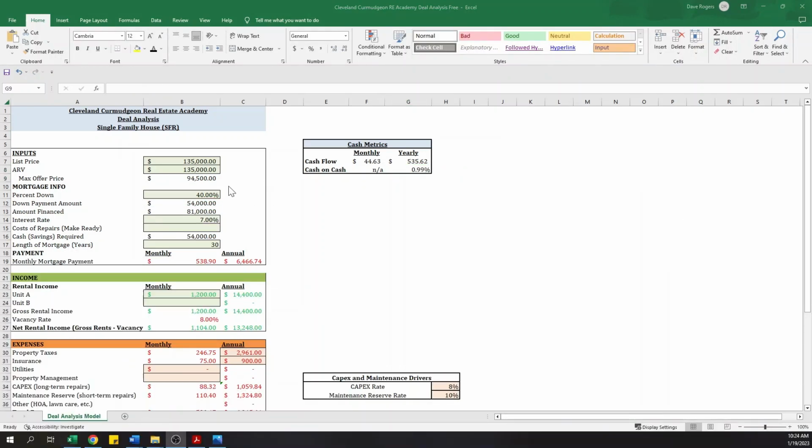So we can see that this is not a deal the way we have all the numbers currently. So I'm going to put my percent down to 20. That's like where I start. That gave us negative cash flow.